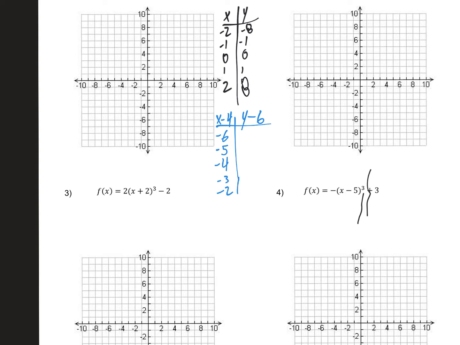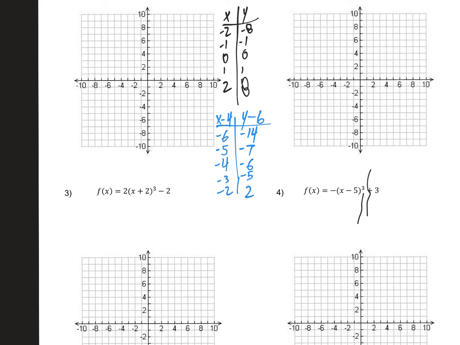And then take 6 away from each of these. So -8 minus 6 is -14. -1 minus 6 is -7. 0 minus 6 is -6. Then -5. And we've got 2 as our final number.